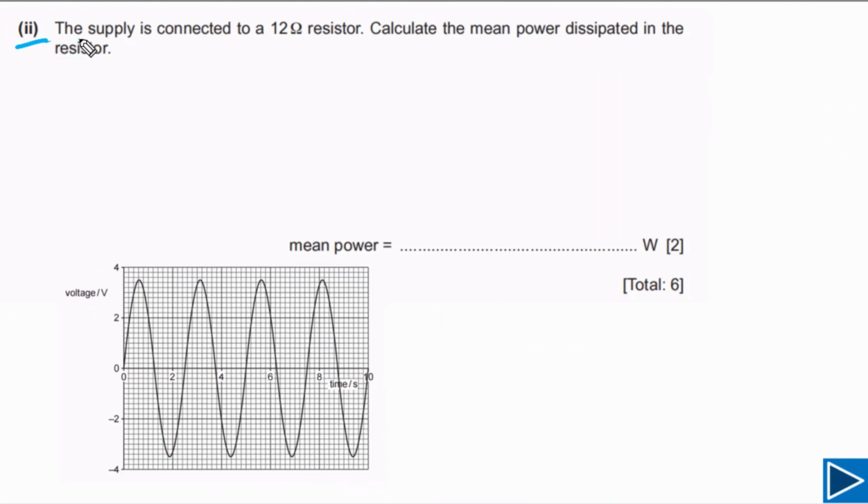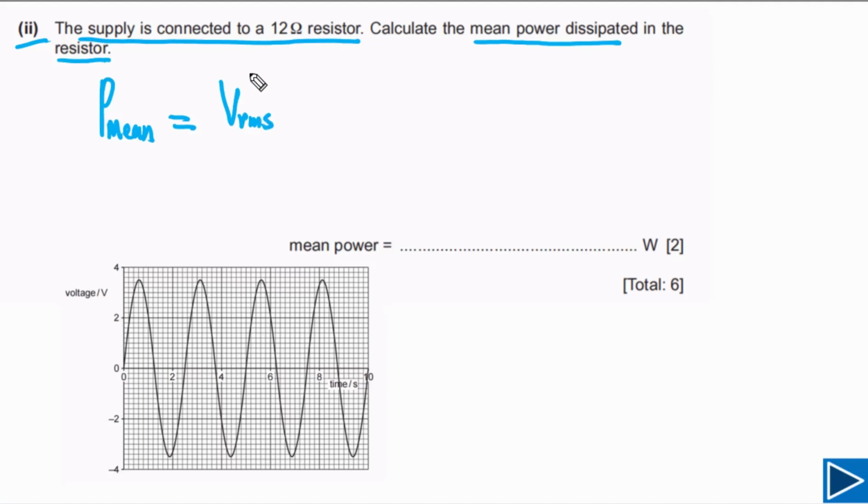For the second part, it is given that the power supply is connected to a 12 ohm resistor, and this is the output of the power supply. The question is asking us to calculate the mean power dissipated in the resistor. So we have to calculate the mean power dissipated, simply P mean. In order to calculate P mean, we have to use the RMS value of V. So we can say V RMS squared divided by R. This is how you can calculate.